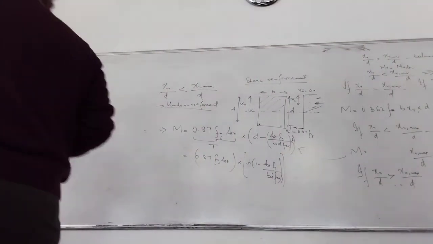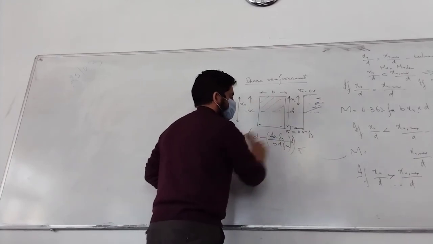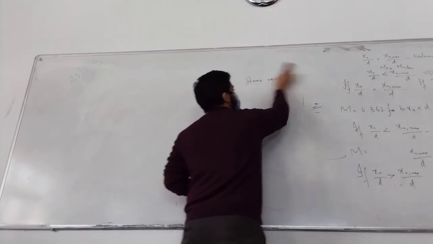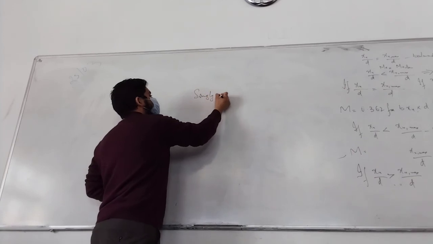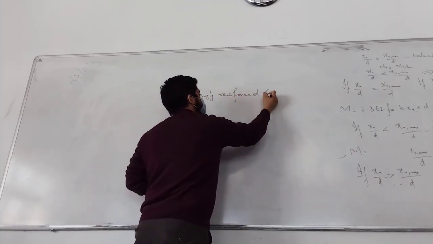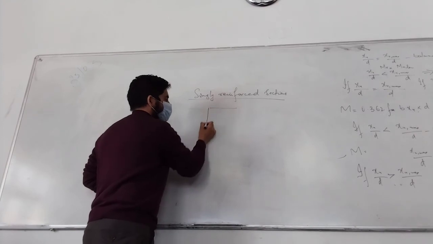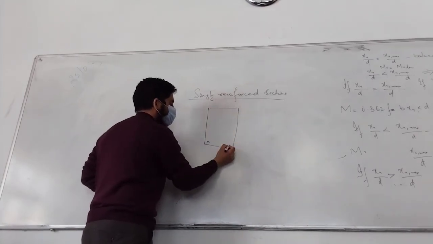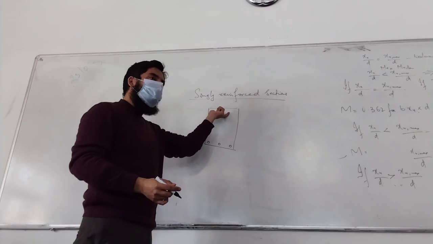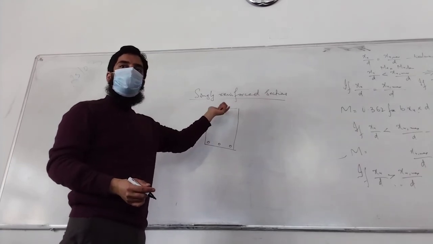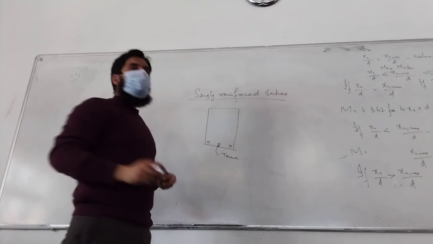We will not go into that now. So this sort of sections are known as singly reinforced sections. Which sort of sections? Which have only tension reinforcement. They are reinforced singly, only at the bottom. They may have anchor bars at the top, but they are not compression reinforcement. They are just meant to be anchors. They have tension at the bottom. So these sections are known as singly reinforced.